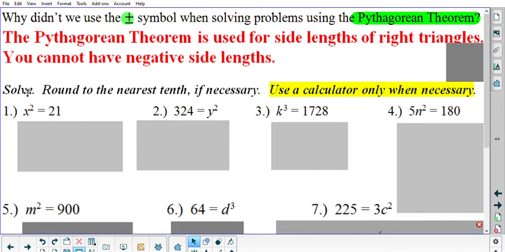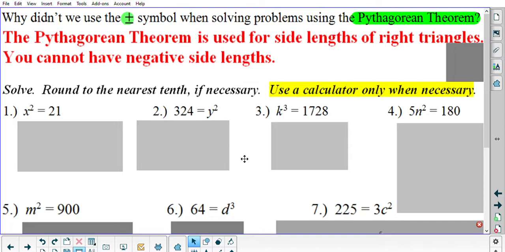All right, let's go ahead and take a look at numbers 1 through 4. Now, the directions say solve, round to the nearest tenth if necessary. You may use a calculator, but only use it when necessary. Hint: if I'm giving you numbers that are perfect squares or perfect cubes, you could go back to the guided notes on squares, square roots and cube roots and use the charts on perfect squares and perfect cubes to help you do these problems where you wouldn't have to use a calculator.